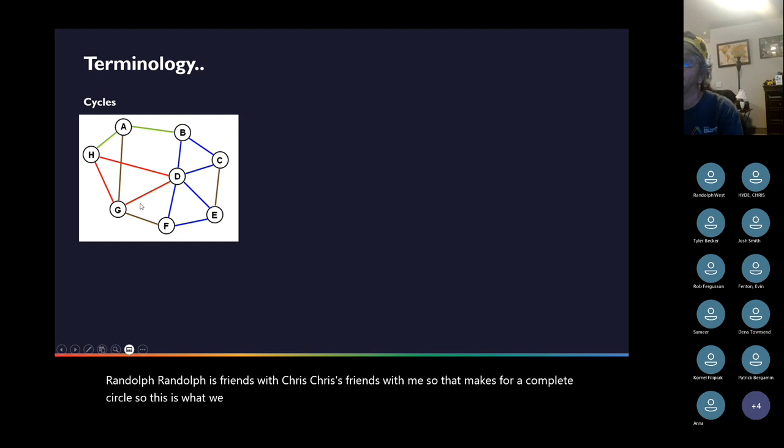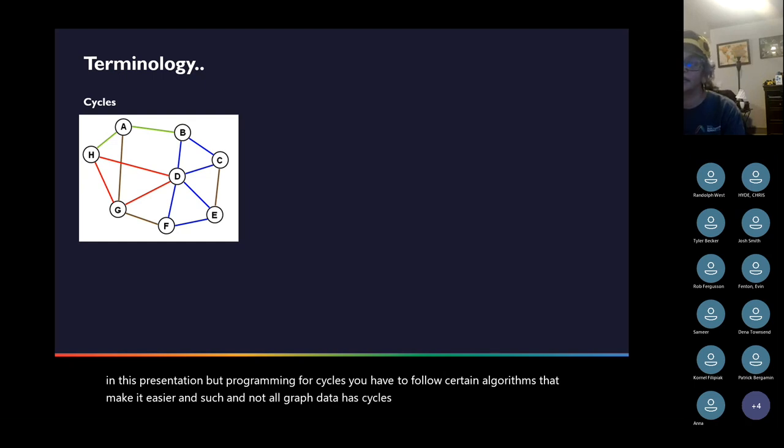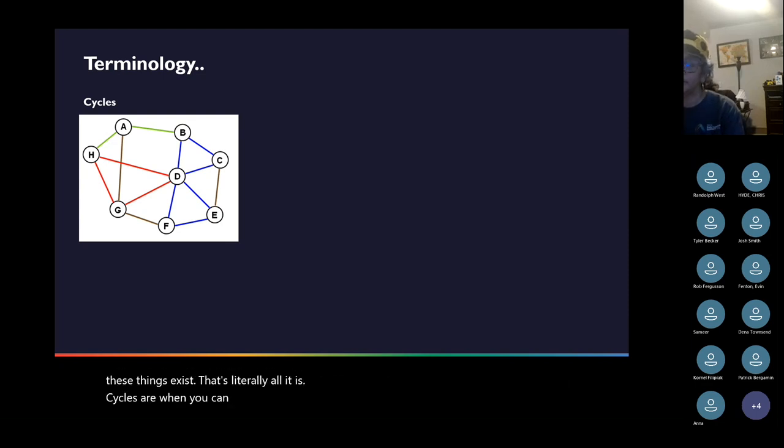The reason why you need to understand that these exist is mostly for programming. We are not going to go that deep in this presentation, but for programming with cycles, you have to follow certain algorithms that make it easier. Not all graph data has cycles, but let's just understand that these things exist. That's literally all it is. Cycles are when you have relationships that connect to one another and form a cyclical thing.